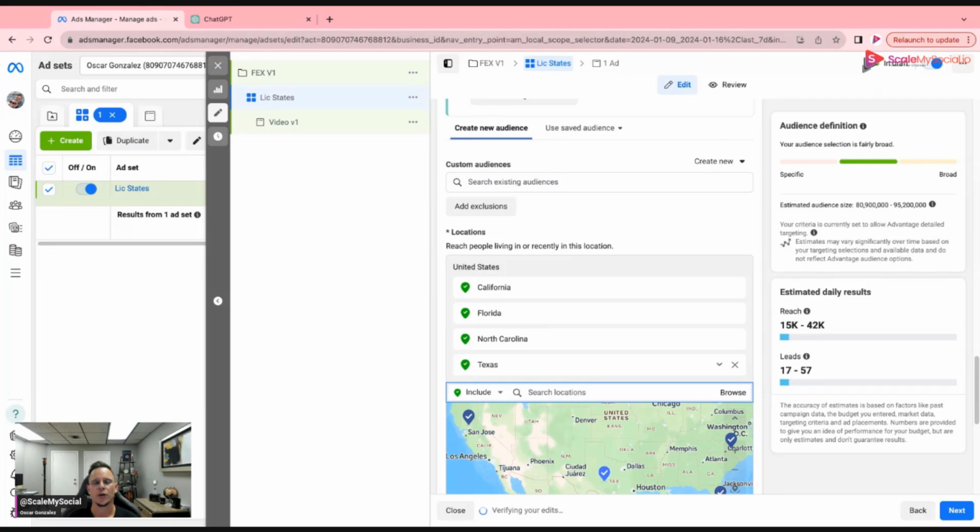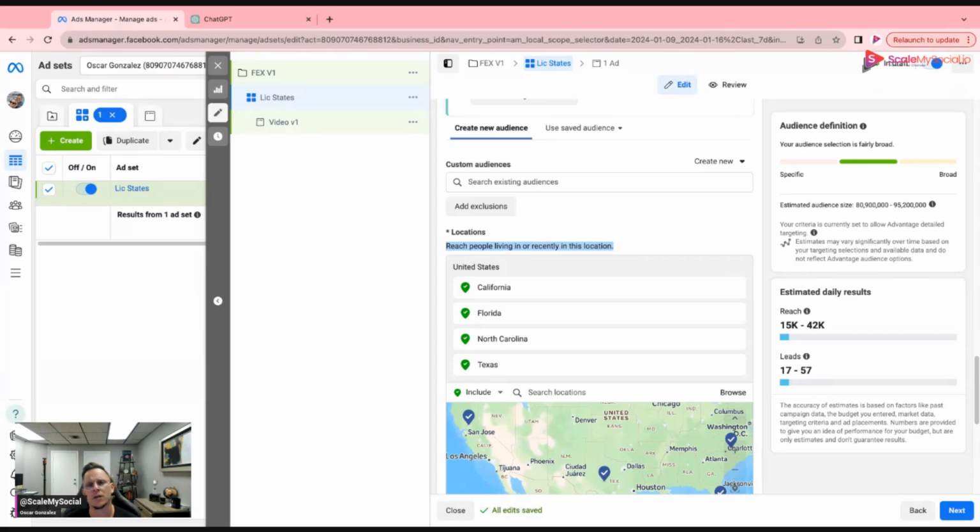Last year, you were able to specifically tell Facebook to only target people that were living in a state or a location. That changed because Facebook wants to monetize every single person that they're able to show the ad to. So last year, earlier in the year, they changed. And now you can no longer tell Facebook to only target people living in a location. Rather, now you can only reach people living in or recently in this location.